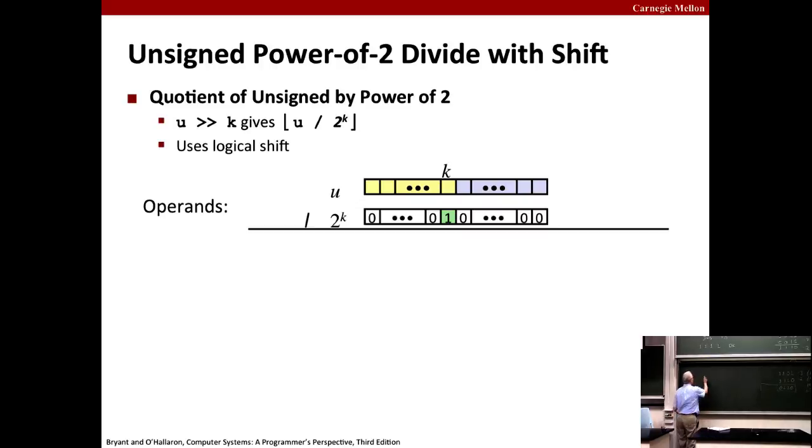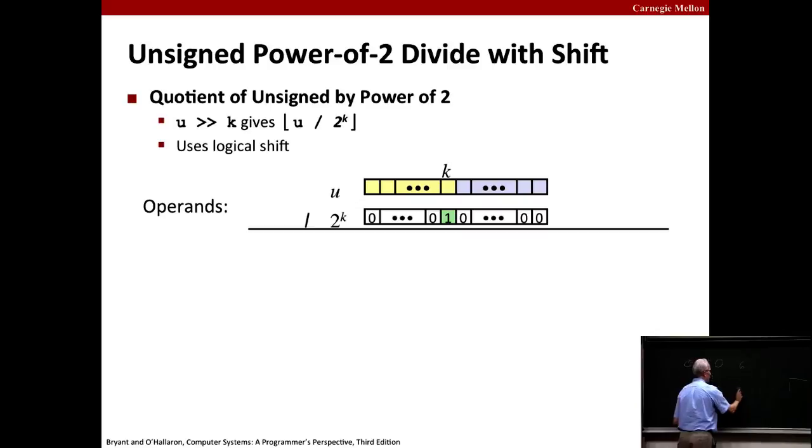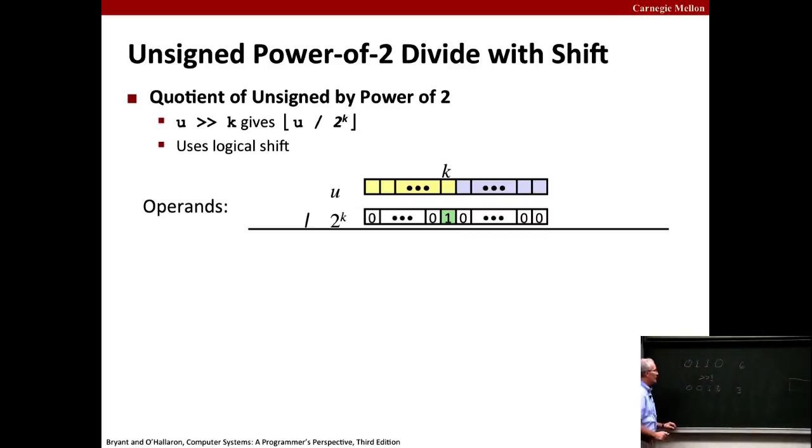So, for example, if we had the number 0, 1, 1, 0. Yeah, so that's 6. So if we shift it right by 1, we'll get 0, 0, 1, 1, which is 3, and that's 6 divided by 2 is 3.